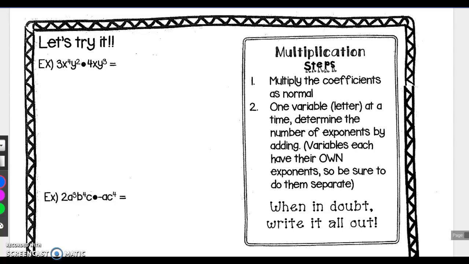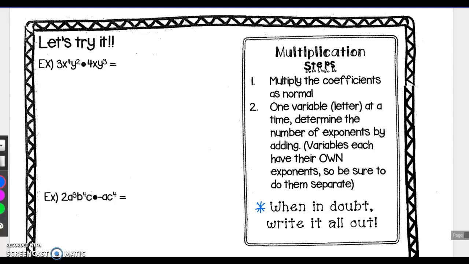And then one variable at a time, determine the number of exponents by adding. That, remember, multiplying same base, you can add the exponents. But right here, this is a pretty important idea. When in doubt, write it all out. So let me show you what that means.